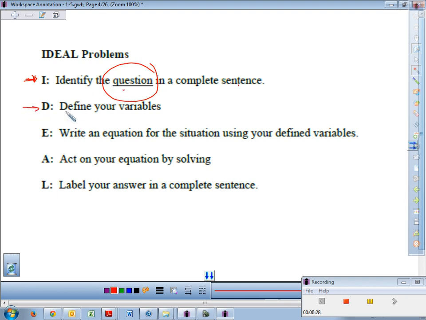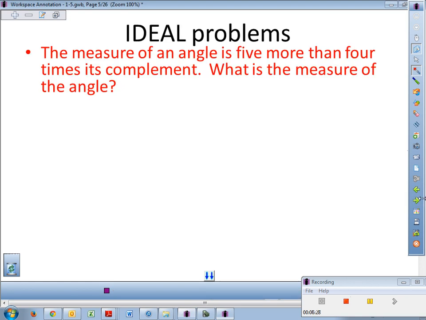Then D is define your variables. E, we will write an equation for the situation using our defined variables. A, we will act it out by solving our equation. And L, we'll label the answer in a complete sentence. So when you get stuck at home and you can't remember what IDEAL stands for, here it is on your practice worksheet. Let's do some IDEAL problems on the back side.